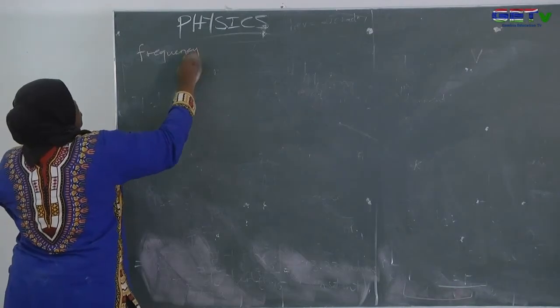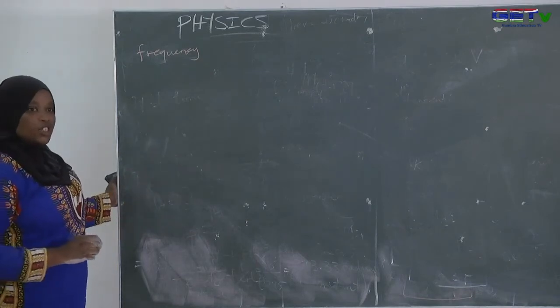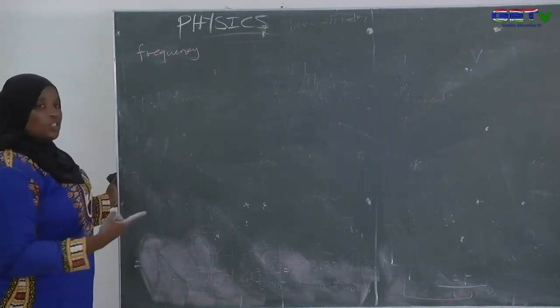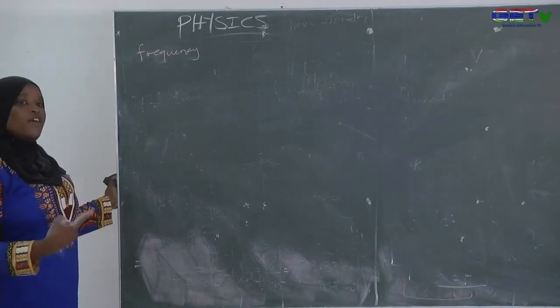And the second one is the frequency. Frequency is just the number of revolutions an object undergoes every second.